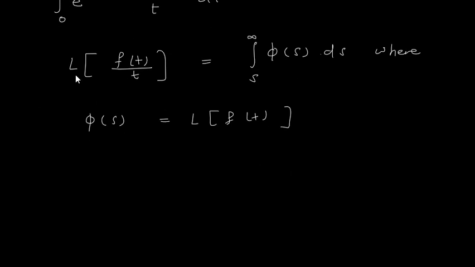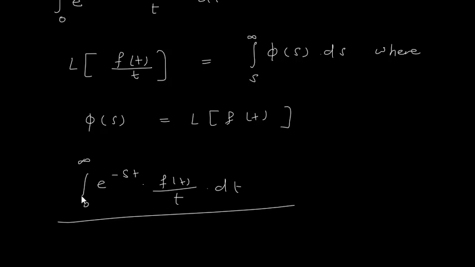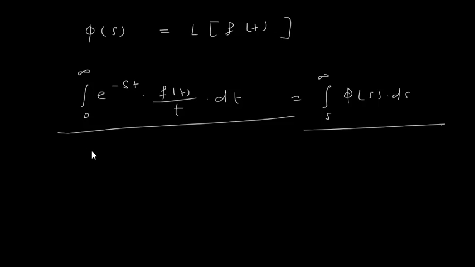Now Laplace of f of t upon t is nothing but integral 0 to infinity e raised to minus st into f of t upon t dt. This is Laplace of f of t upon t, and this is equal to integral s to infinity phi of s ds. Once I find Laplace of f of t upon t, then in place of s I can replace a and I will get the required answer. Let us understand this with the help of a few problems.